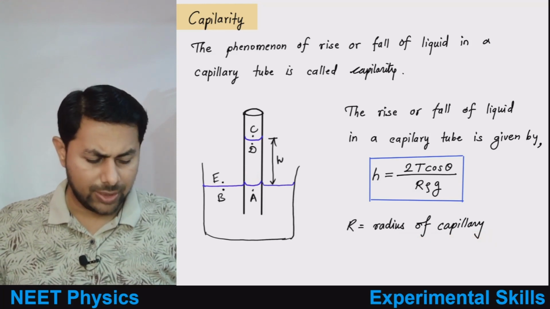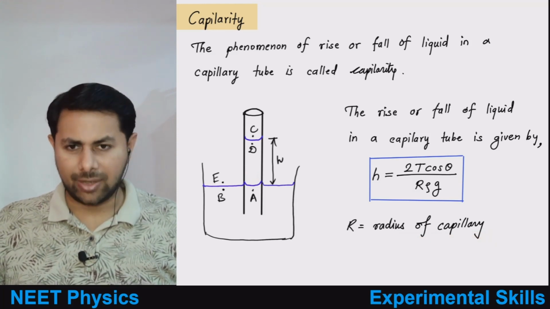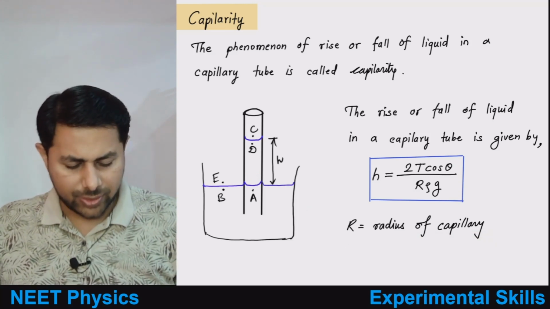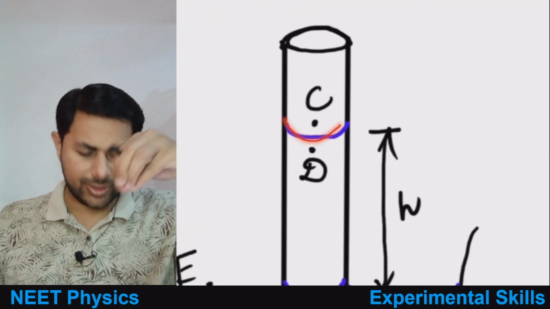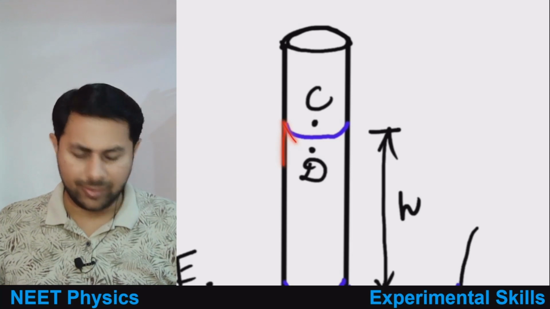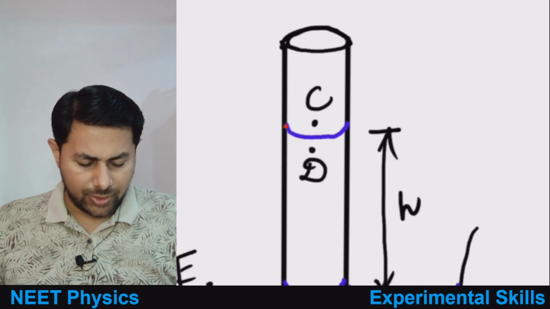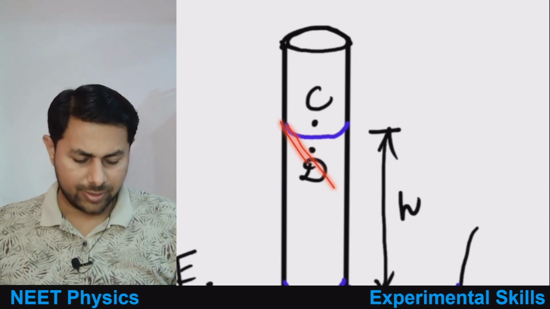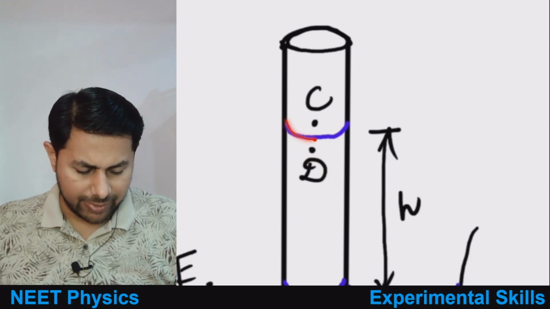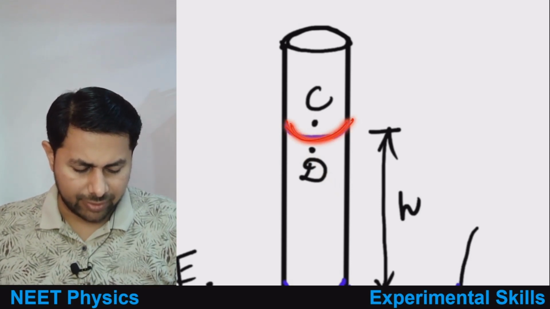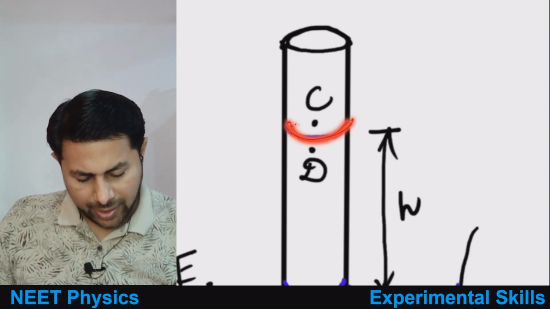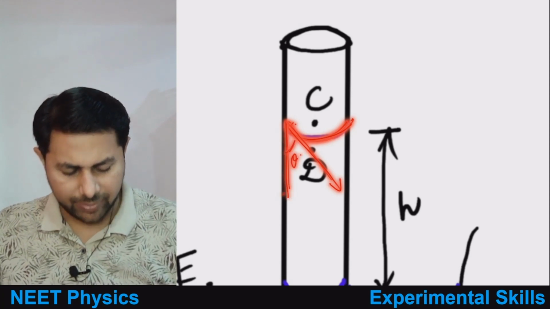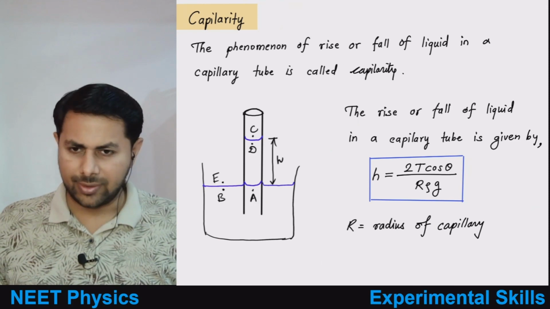Now what is theta? Theta is the angle of contact. If you remember, the liquid which is in contact with the solid makes some angle. That angle is known as the angle of contact. If you see this capillary tube, it will make this kind of a meniscus, right? Then this is the free surface of the liquid and this is the solid surface. The angle between them is known as the angle of contact, right?